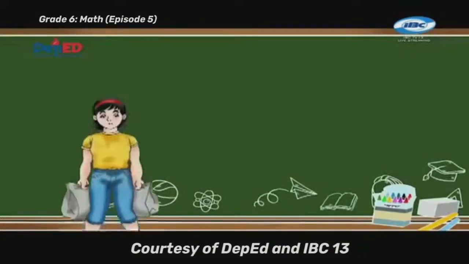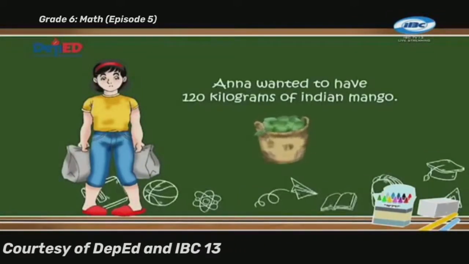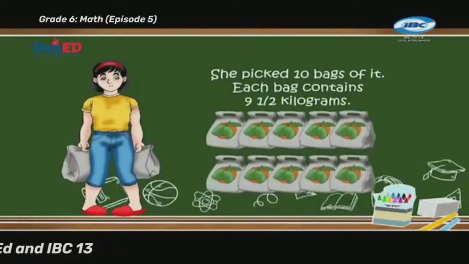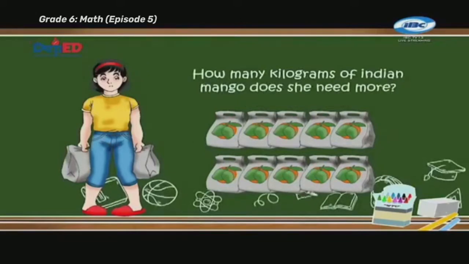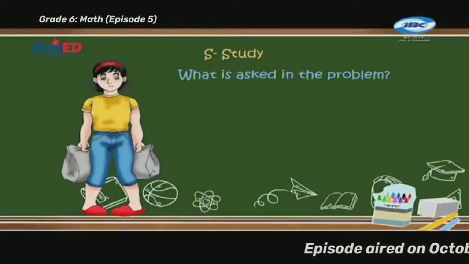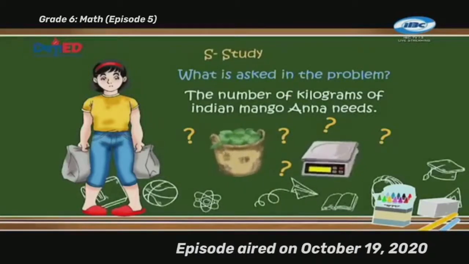Anna wanted to have 120 kilograms of Indian mango. She picked 10 bags of it. Each bag contains 9.5 kilograms. How many more kilograms of Indian mango? Step 1. Study the word problem. These are the guide questions in studying or analyzing the problem. First, what is asked in the problem? You are correct. The number of kilograms of Indian mango Anna needs.